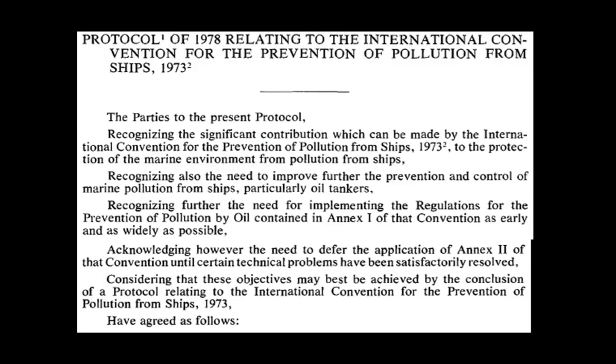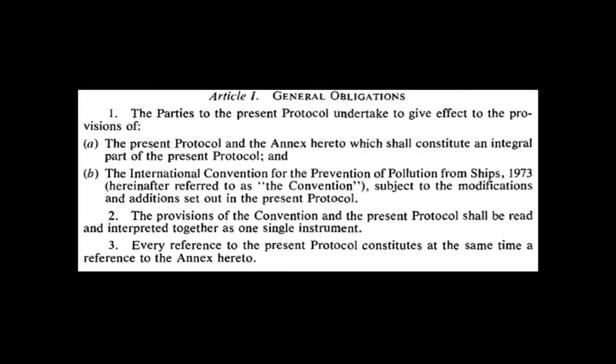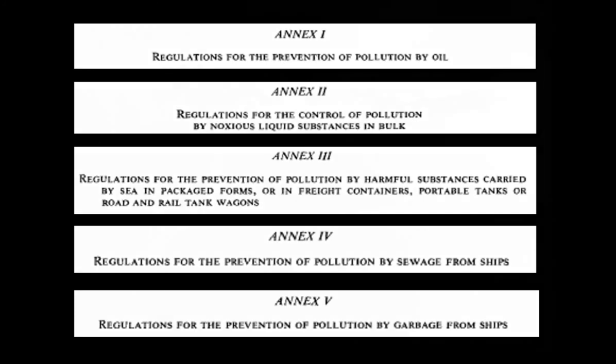So the convention itself starts with the preamble that we've talked about, setting out the problem that it's designed to address, and then sets out general obligations, and as is common, it's linked to a set of technical annexes. So general obligations, they undertake to give effect to the provisions of the protocol and the annexes. And then it enters into force. Already talked about that, how you can set up entry into force based around different thresholds. And in this case, that it needed 15 states with a combined merchant fleets of not less than 50% of the gross tonnage. And they're the list of annexes.